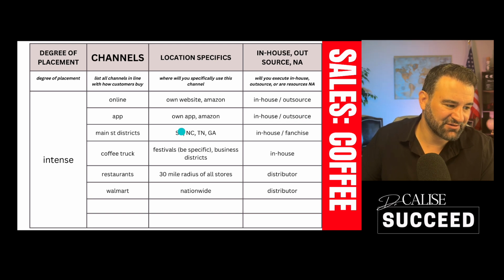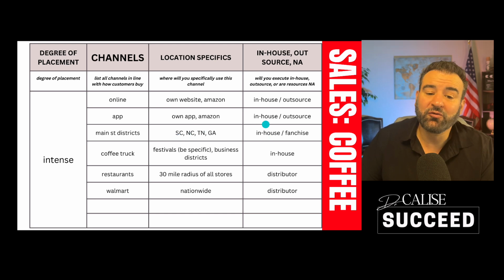So that part's outsourced. Main Street districts. I'm going to do South Carolina, North Carolina, Tennessee, Georgia. I'm going to own some of the restaurants, some of the local chains, but I'm also looking at franchising out.